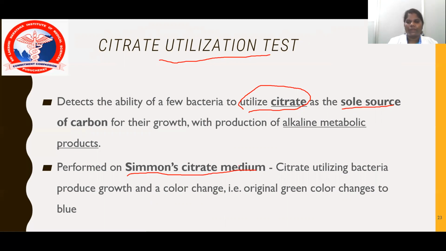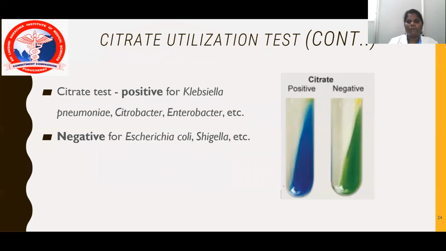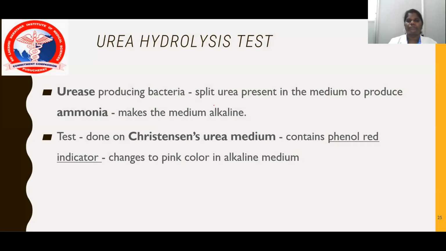If the organism is able to utilize citrate, it will produce a color change, green to blue. That means the organism is able to utilize the citrate. If the organism is not able to utilize the citrate, it remains green in color. This is a classical example of citrate positive, Klebsiella. The organism is able to utilize citrate and forms a blue color. Some organisms are not able to utilize citrate, and that remains the green color. That is the citrate utilization test.